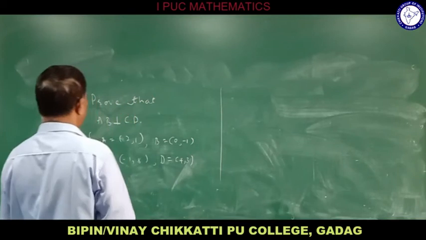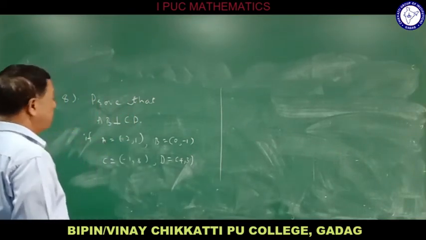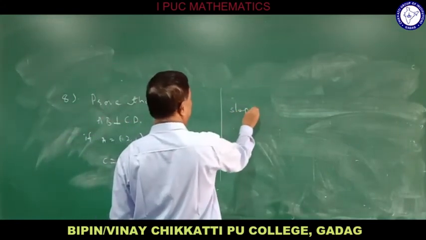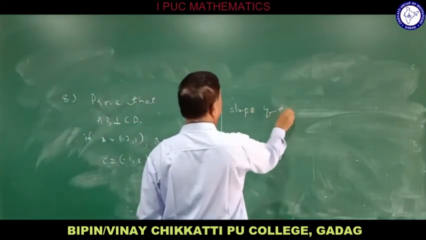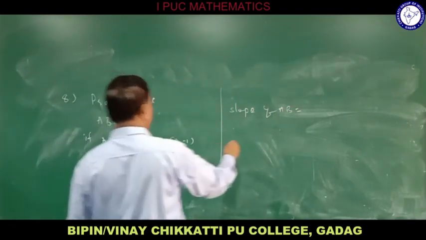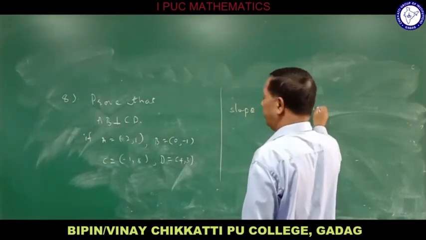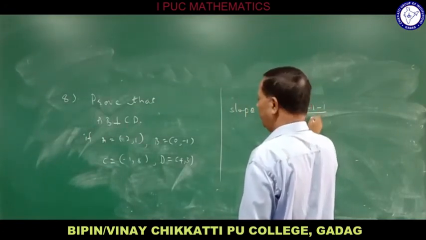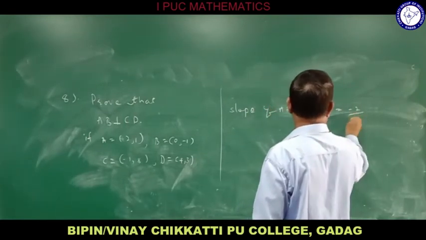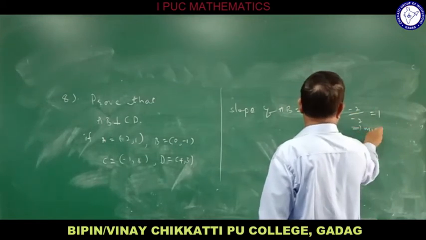What is the slope of AB? The slope of AB and the slope of CD ought to be found out. That is more than enough. First I write the slope of AB. What is the formula? y2 minus y1, that means minus 1 minus 1, divided by x2 minus x1, 0 minus 2. This is minus 2 divided by minus 2. It becomes m1. You say m1 is equal to 1.